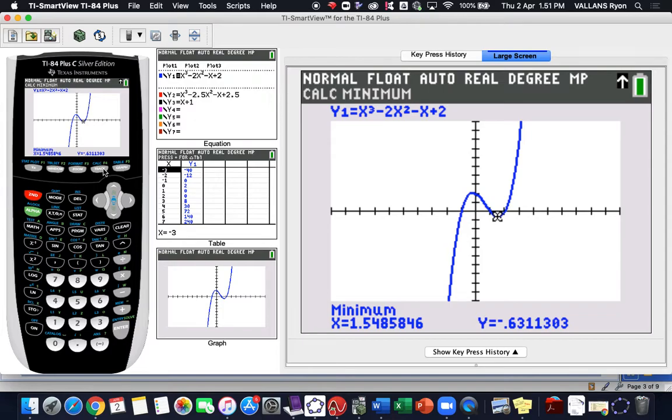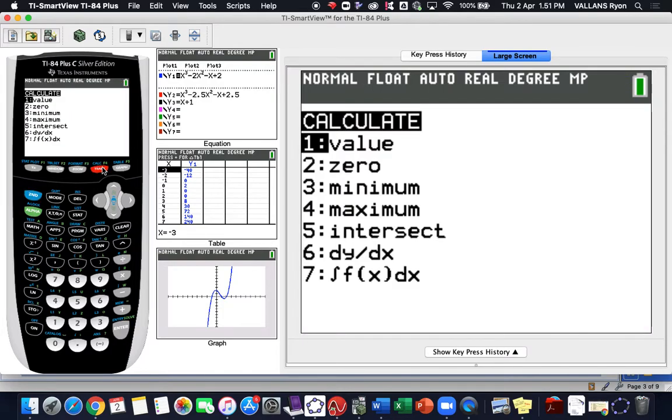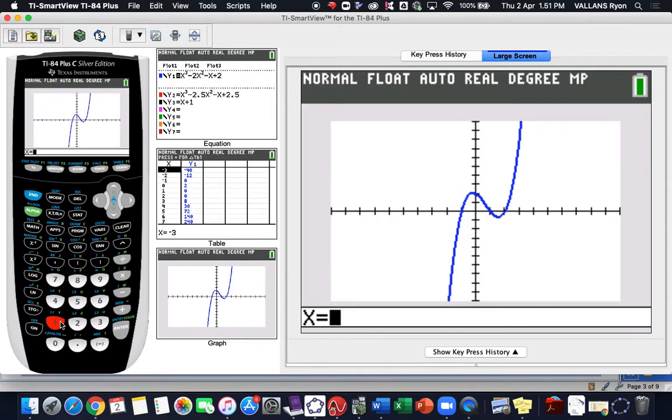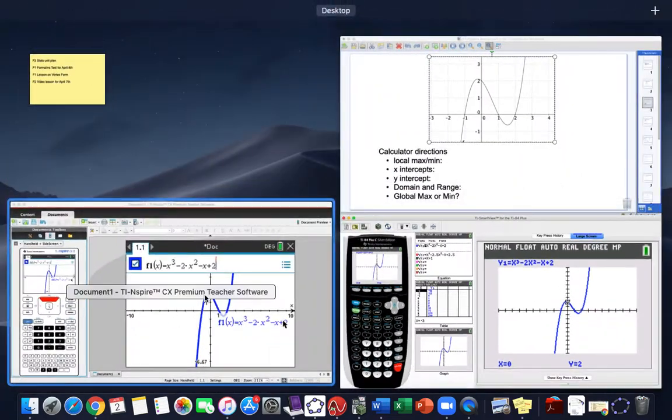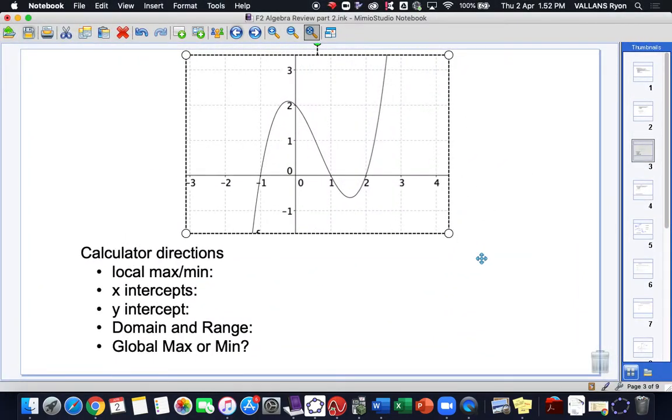Second calculate again. There's more than one way of doing it, but I'm going to do value. This is to find my y-intercept. Well, the y-intercept happens when x equals 0. Hit enter. It takes me right to this point right here. So, if you did all of that correctly, then you should have gotten the following.